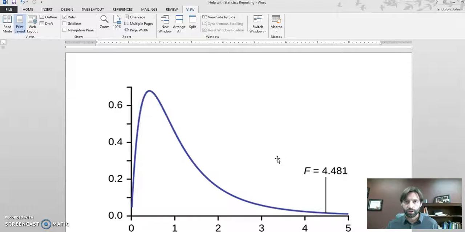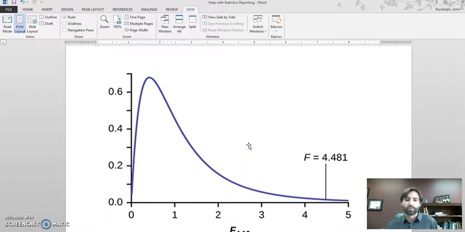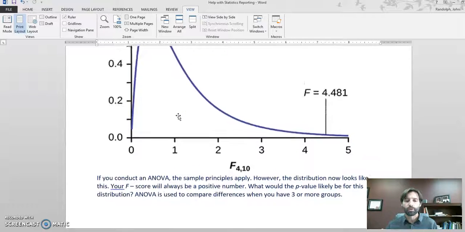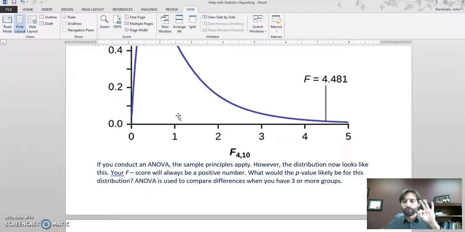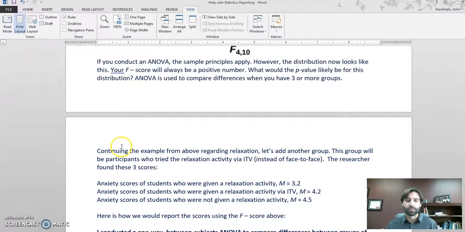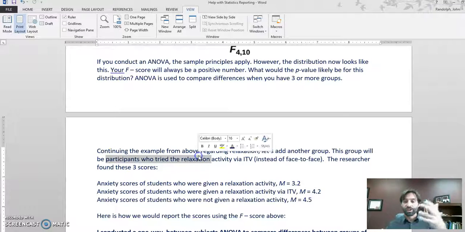Last thing, some of you are going to run ANOVA or maybe even multiple regression. And so when we report F-scores, we look at a distribution a little differently. We're looking at more than one group of people. So for instance, let's say we added a group in our experiment above, participants who tried the relaxation activity via ITV. In other words, the researcher didn't do it in person with them. They piped it in via technology.